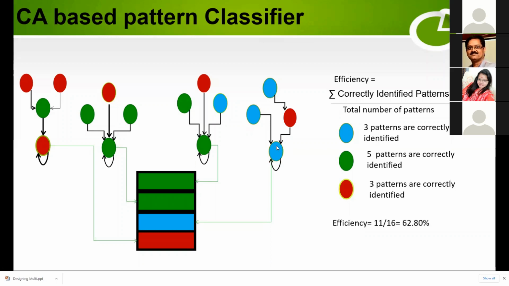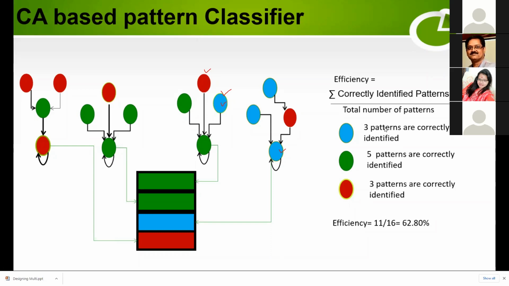and this class represents blue, so blue is correctly identified. 3 patterns from this blue class are correctly identified, whereas this one is wrongly identified, meaning this attractor actually represents the green class, but this data falls into this green class attractor. So this blue data is incorrectly identified. Similarly, this attractor represents green, and this red data also falls in it, so this is incorrectly identified.